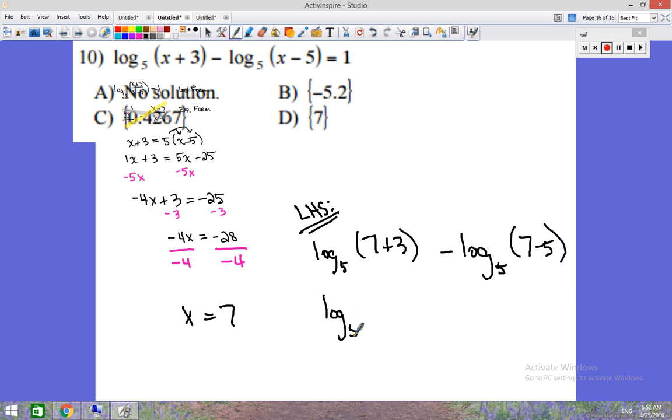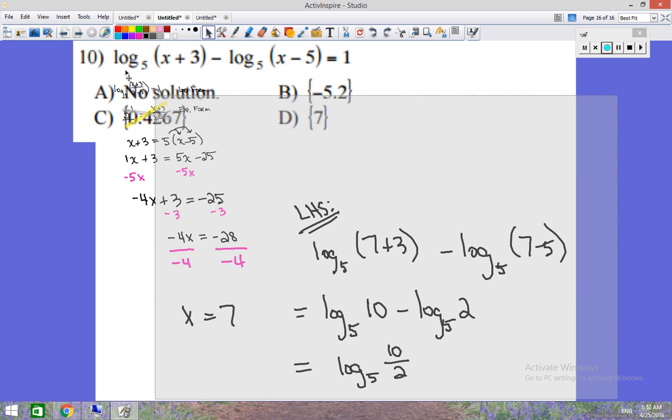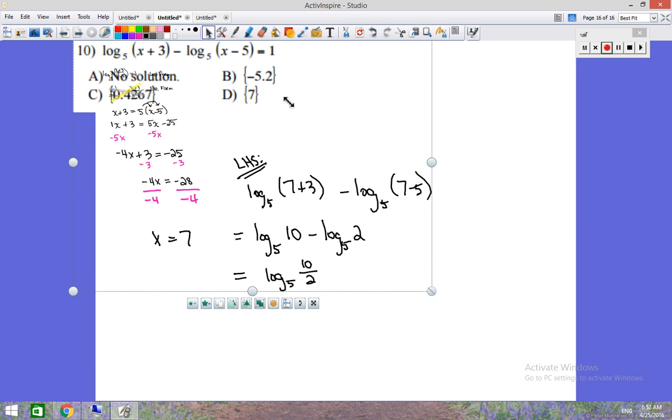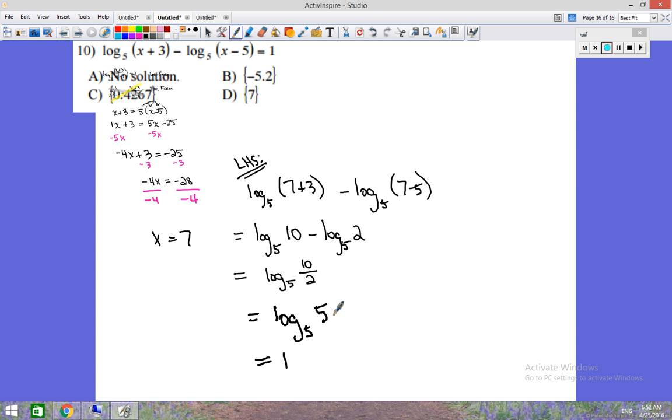So 7 plus 3 is 10. Seven minus 5 is 2. When you have the difference of two logs, you can write it as log of the numerator minus log of the denominator. And 10 divided by 2 is 5. And it's true that 5 to the first power is equal to 5.